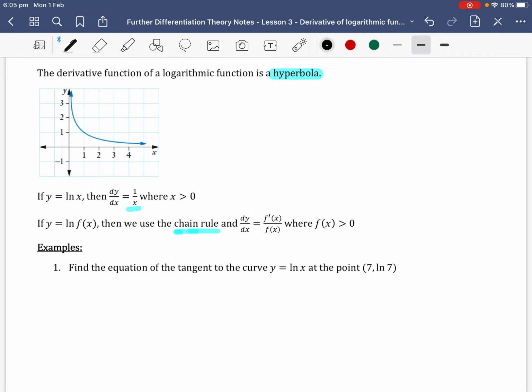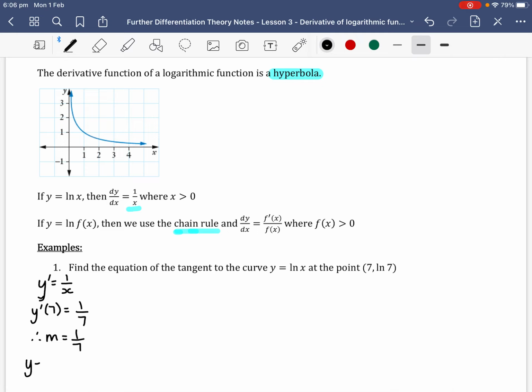Our first example is to find the equation of the tangent to the curve y equals ln x at the point (7, ln 7). When we're finding an equation of the tangent to the curve, we first need to find the gradient, and we find the gradient by differentiating. So y dash, or dy dx, for y equals ln x, is 1 over x. Then we substitute in our x value, in this case 7, wherever we have an x, to get our gradient. In this case, our gradient is 1 over 7.